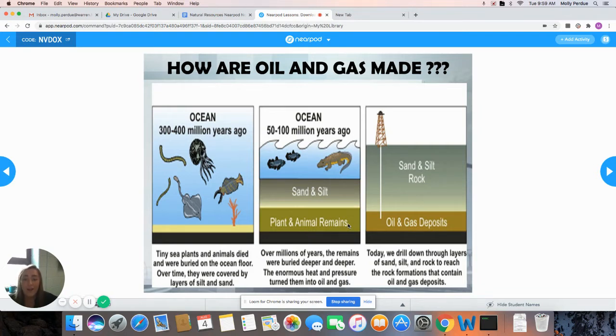These plant and animal remains get buried deeper and deeper. And similar to how coal is formed, we have an enormous amount of heat and pressure that turn these into oil and gas. So that's what we see today over here on the far right. We have that sand and silt at the very top. Then we have those oil and gas deposits down at the very bottom that were compressed by that heat and pressure. So today when we get our oil and gas, we have to drill all the way down through that sand and silt and that rock to reach these oil and gas deposits.